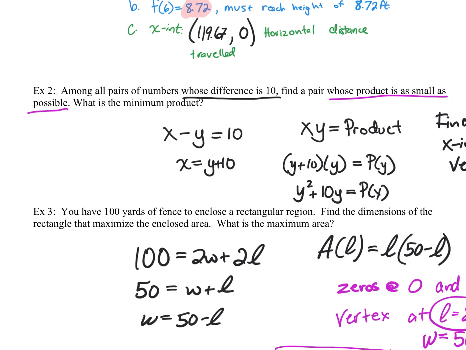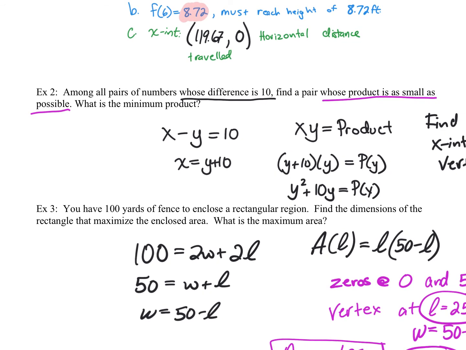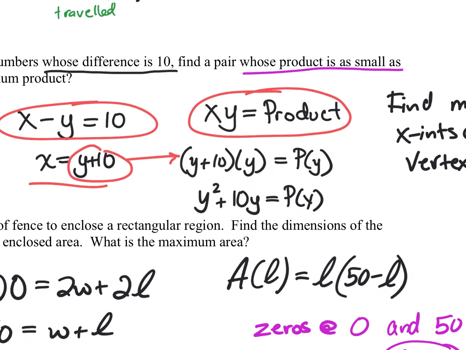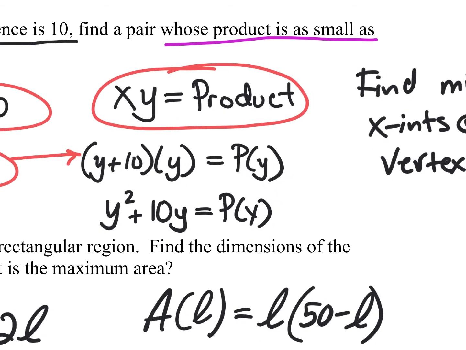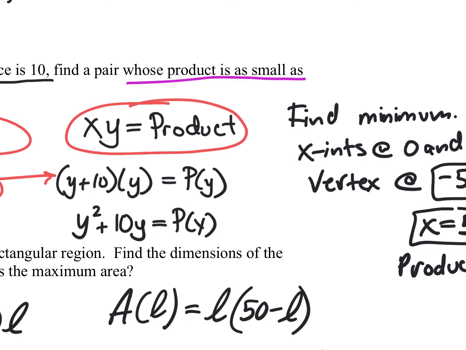Part 2 here, they ask us to look at all pairs of numbers whose difference is 10. You can see here I used x minus y equals 10. Find the pair whose product is as small as possible. So this is my pseudo equation. I solved one equation for x and replaced x with y plus 10. This formula is a function that represents the product where the input is the y value, one of the two terms that we are multiplying together.